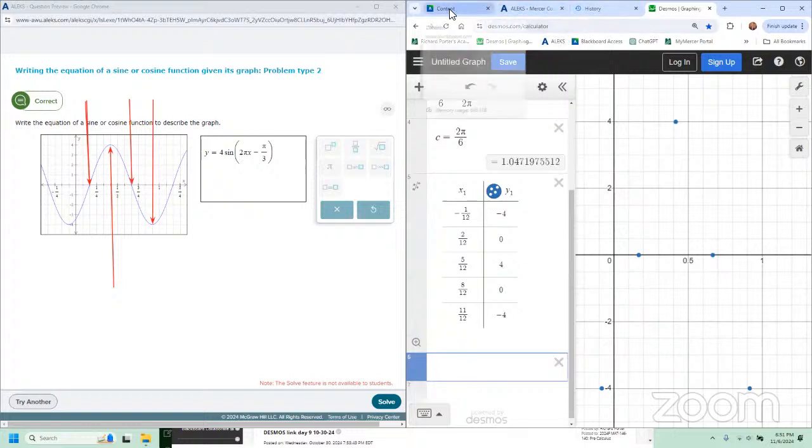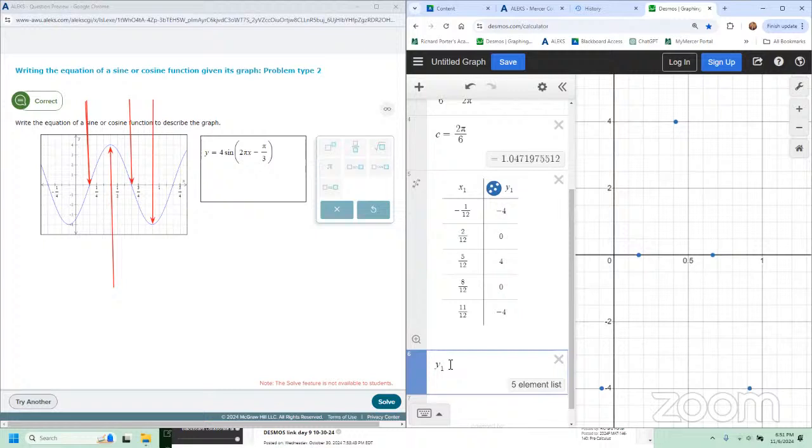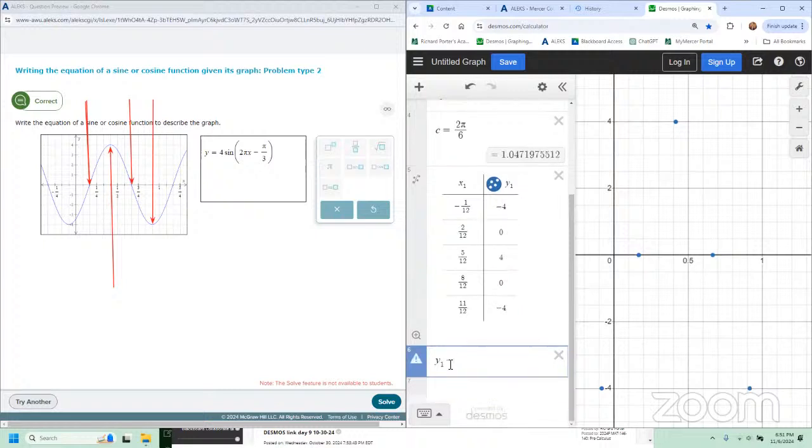Where is that worksheet that we had? Well, anyway, I'm just going to write it down. This is y1 tilde a sine b x plus c plus d. Oh, you have to put an x1 there.